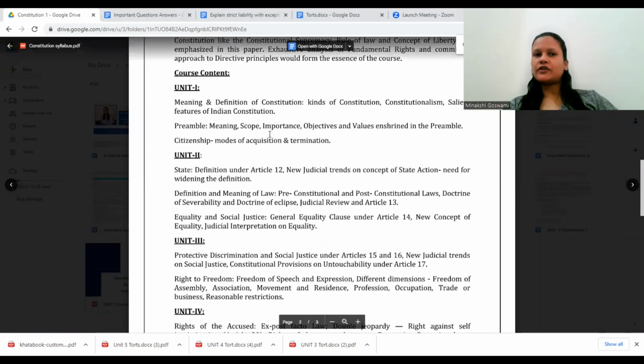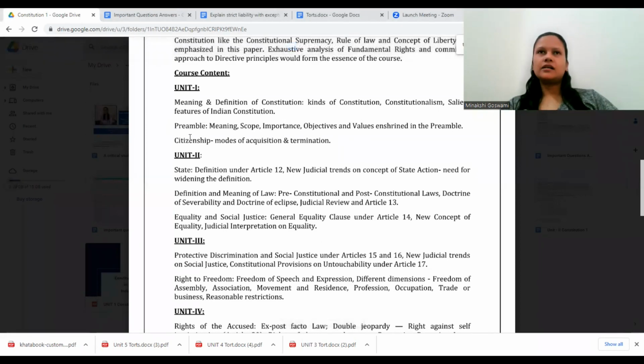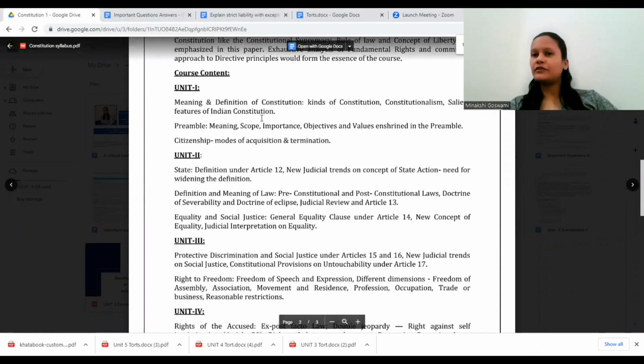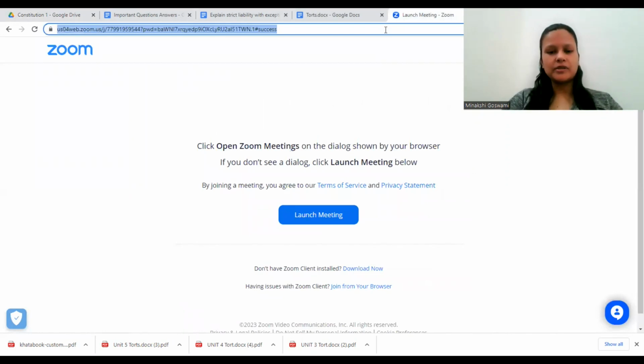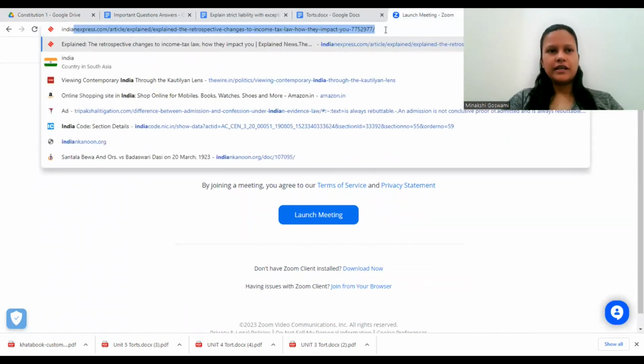Okay, so when we talk about Unit 1, it has only one topic, which is citizenship. Apart from that, whatever we have is the intro part or the starting of the Constitution, which is nothing but the preamble to the Constitution of India.